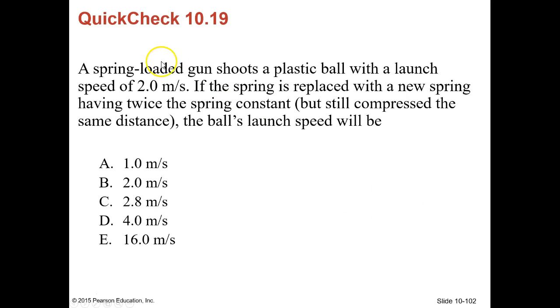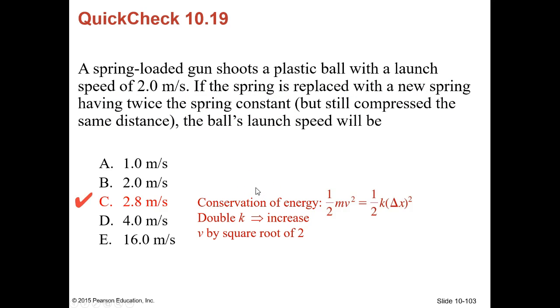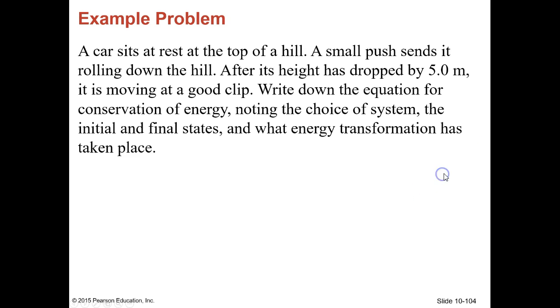For 10.19, a spring-loaded gun shoots a plastic ball with a launch speed of 2. If the spring is replaced with a new spring having twice the spring constant, the ball's launch speed will be, and this one's going to be 2.8, so it's not double. And it's because if you notice, the k here is not squared. So if I double k, I'm going to increase the speed by the square root of 2. And that's 10.19.